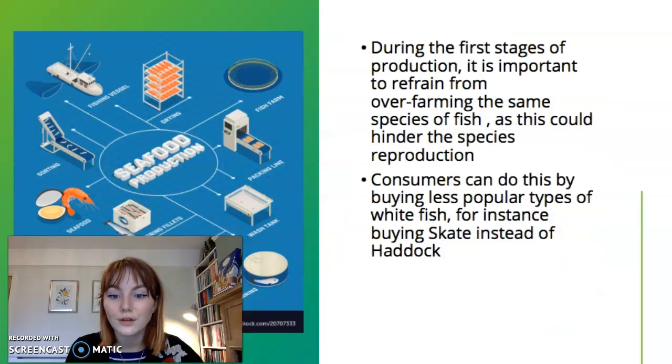It is important for us to not overfarm the same species of fish, however, because this could hinder their reproduction, and it's important for us as consumers as well to buy less popular types of fish. So for example, whitefish, you should try and buy skate instead of haddock sometimes.